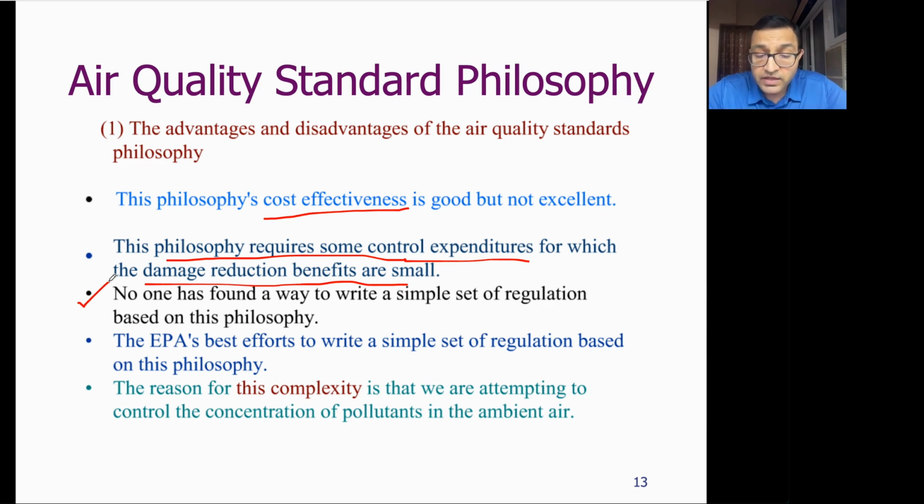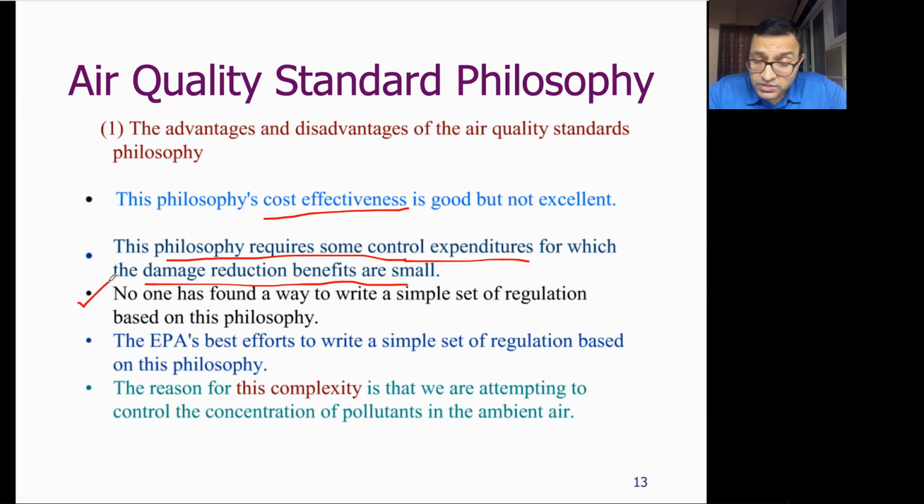Yes, they are regulations, but it's a very complex thing. In the previous philosophy, the emission standard philosophy, you could say you have to emit less than a certain mass per hour, usually mass per unit time. And so you can easily set that. But then, what's the concentration in ambient air? That depends on lots of different factors.